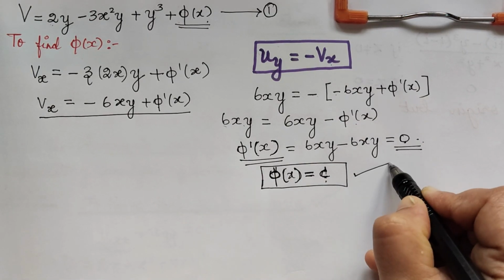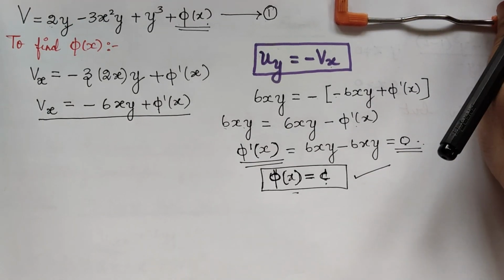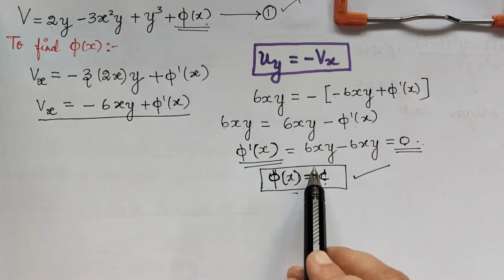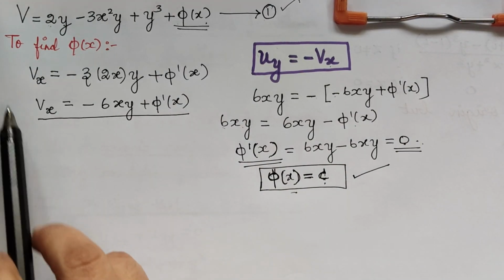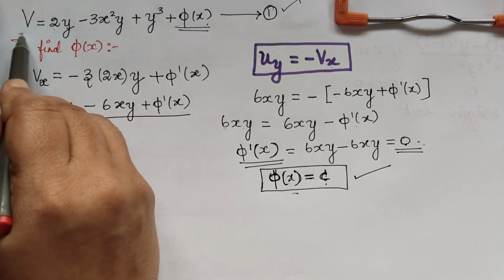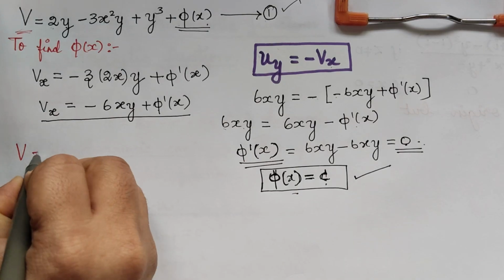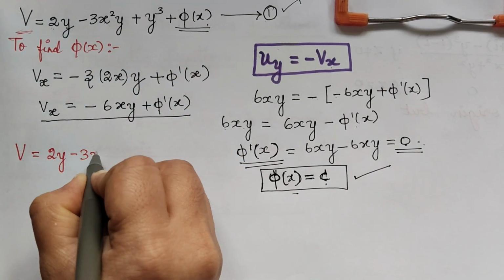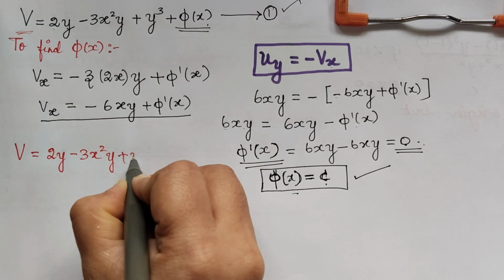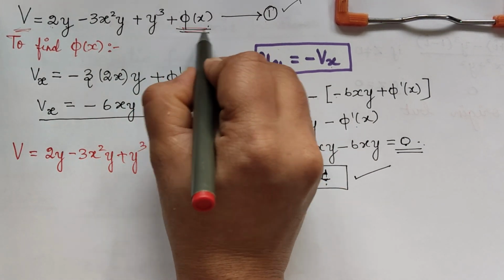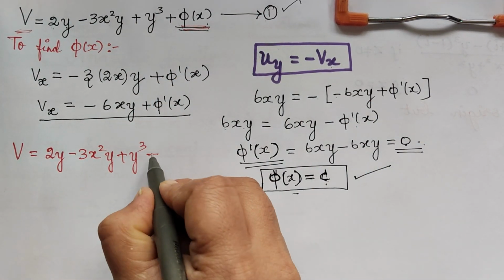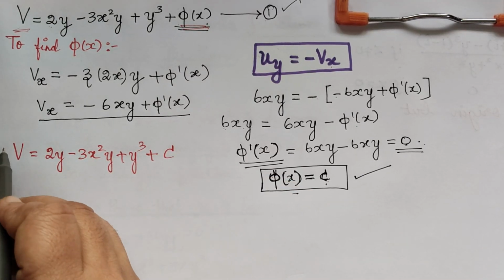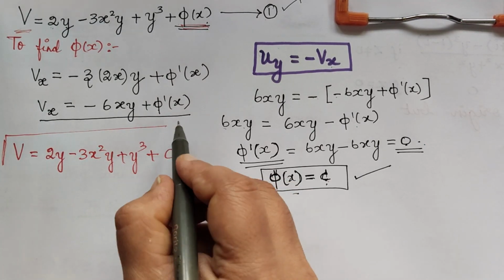Now we shall substitute this phi of x in our equation 1. So when we substitute phi of x as constant c, what do we obtain? We obtain this v. So v is equal to 2y minus 3x square y plus y cube. And what is phi of x? It is constant c. So plus c. Therefore we have obtained the harmonic conjugate v of the given function u.